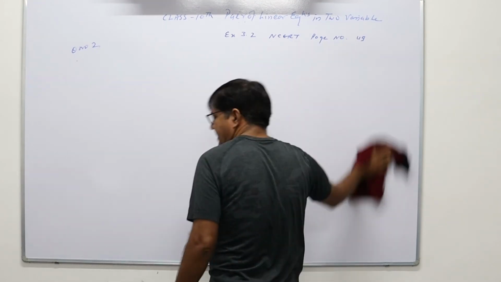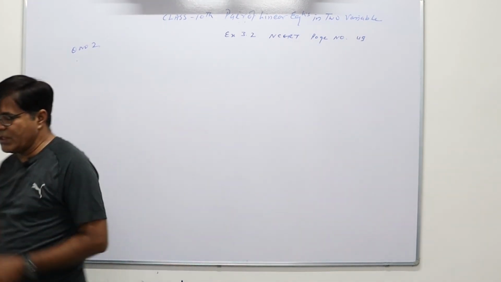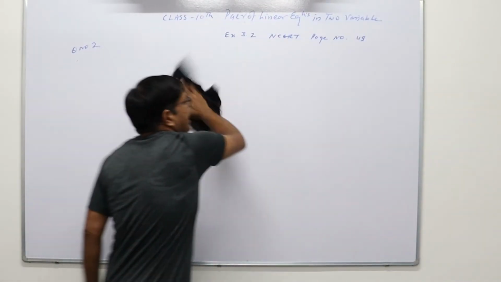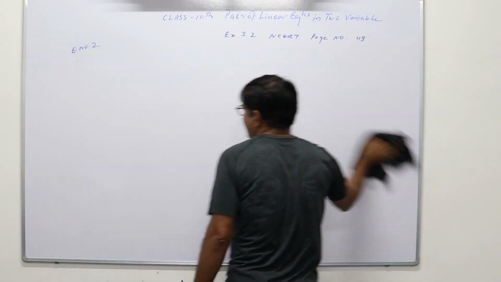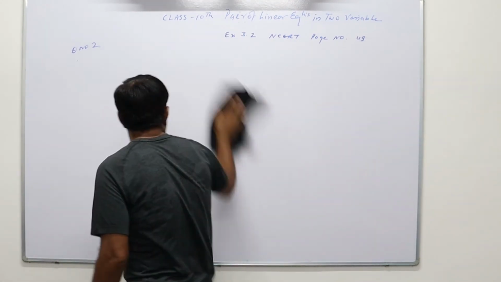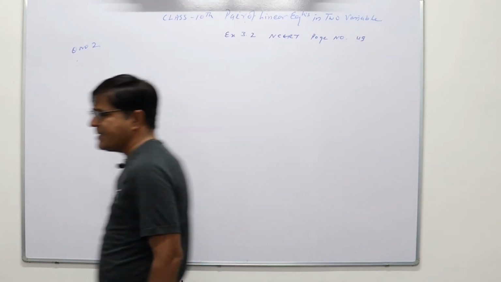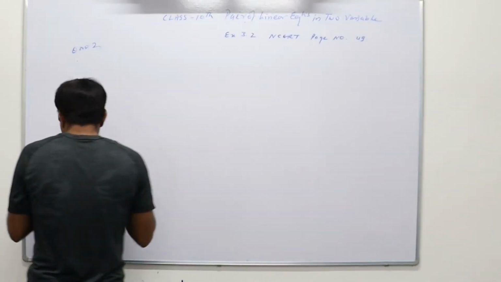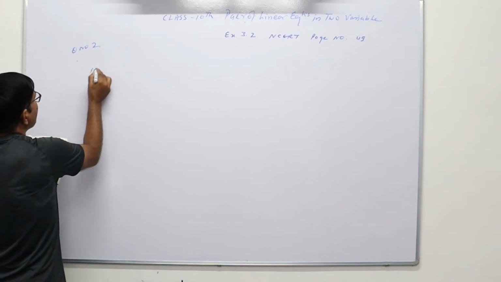And the third condition: if a1 upon a2 is equal to b1 upon b2 is equal to c1 upon c2, then the lines will coincide with each other, and in this case the system will have infinitely many solutions. So let us see one more system. The system is the third part of question number second.